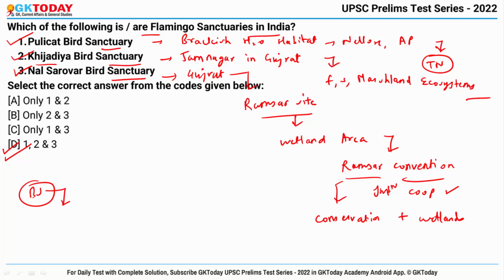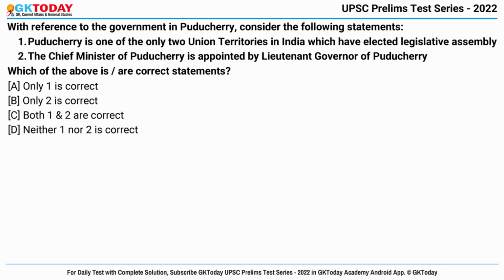Also, bird sanctuary was in news because Mumbai metropolitan region is likely to get its first Ramsar site at Thane Creek Flamingo Sanctuary. Okay. Now last question, with reference to the government in Puducherry, consider the following statements. Regarding the Union Territory Puducherry, 2 statements have been given and we have to identify which of the following are correct. First statement says Puducherry is one of the only 2 union territories in India which have an elected legislative assembly. Actually, the problem is Puducherry is one of the 3 union territories in India that have an elected legislative assembly.